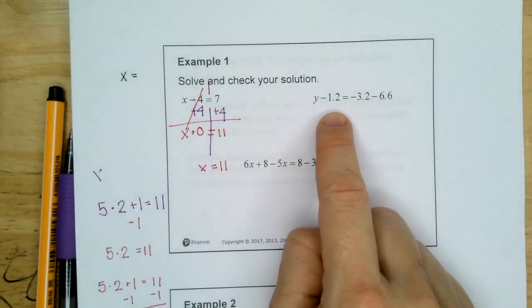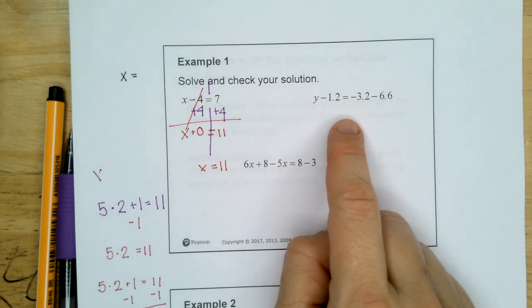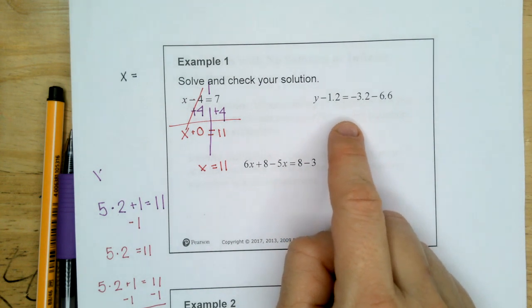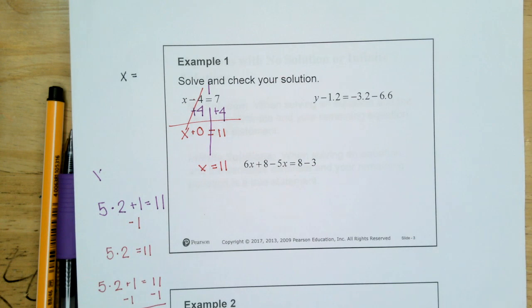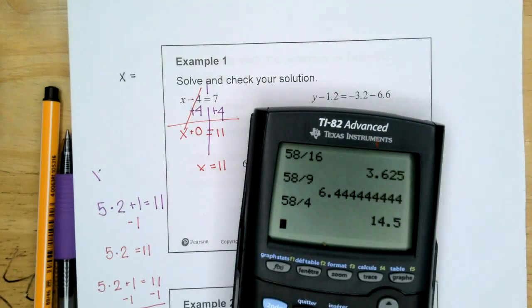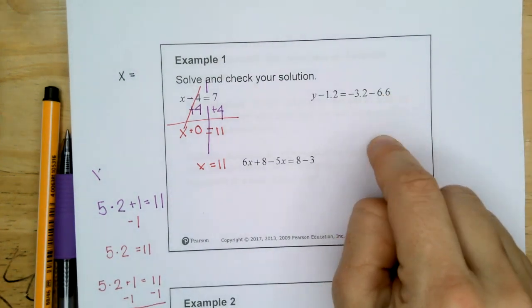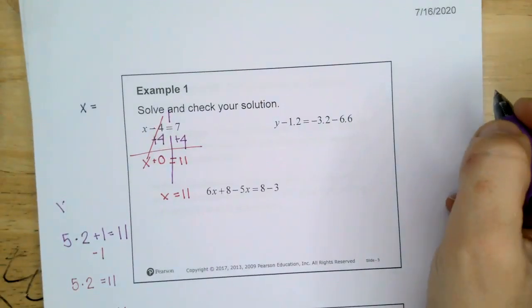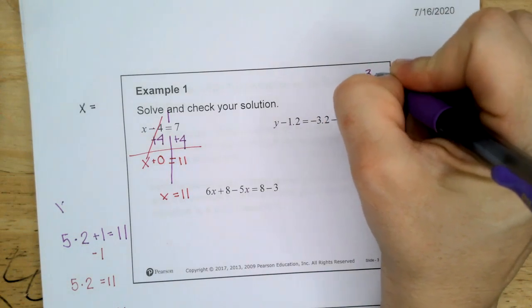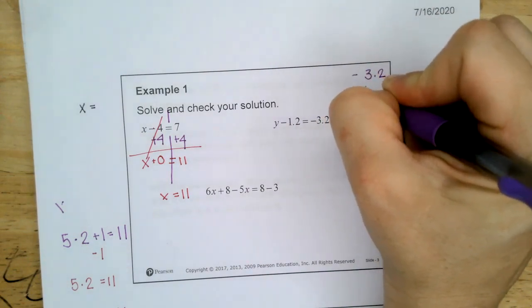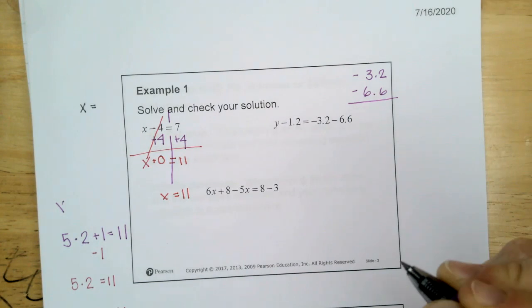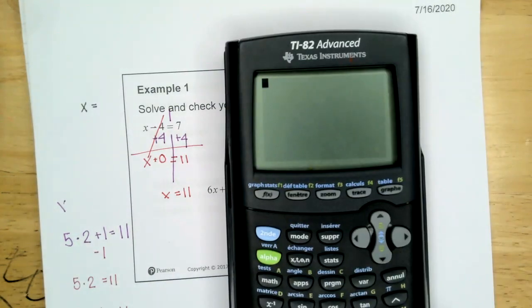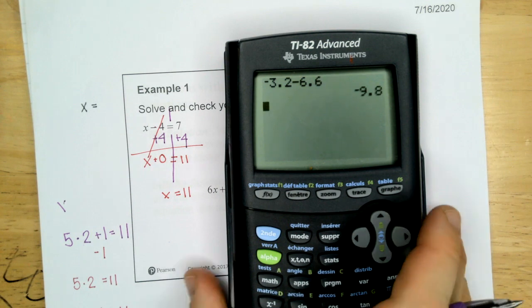Don't be scared if there are decimals, okay? I would recommend using your calculator. If you are ever without a calculator and you don't know what to do, line up the decimal points, okay? So negative 3.2 minus 6.6, how you would line that up is negative 3.2 minus 6.6 and subtract, okay? Negative 3.2 minus 6.6, negative 9.8.